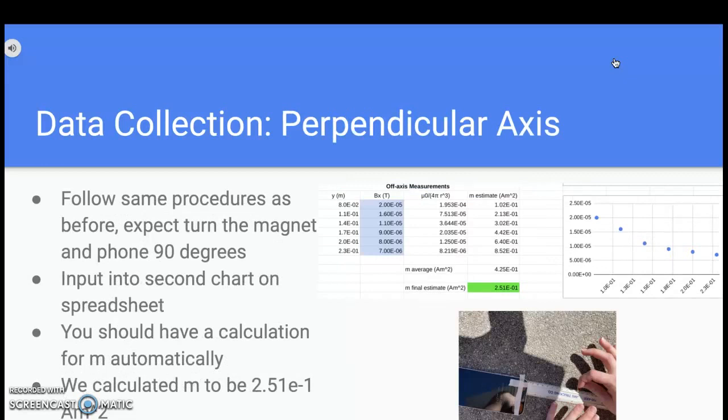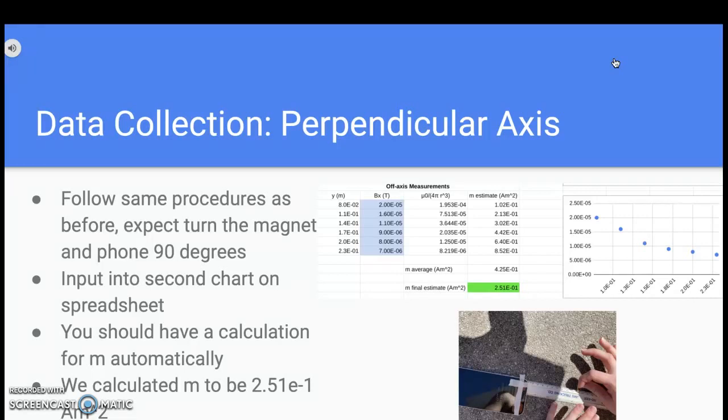To measure the magnetic field perpendicular to the axis of the dipole, we follow the same procedure as before, only turning the magnet 90 degrees this time. As you can see in the picture, when we first did this part of the experiment, we also turned the phone 90 degrees, which gave us inaccurate measurements.